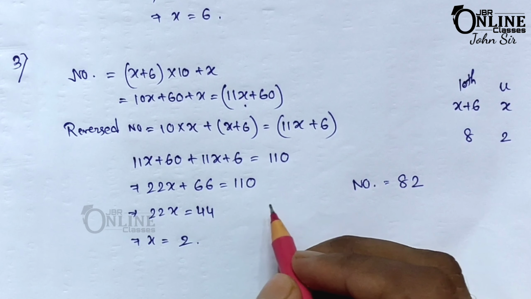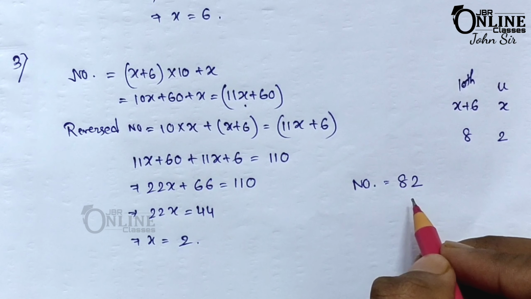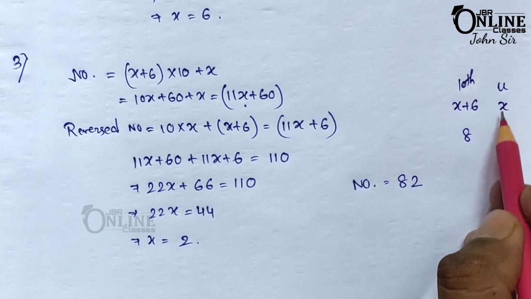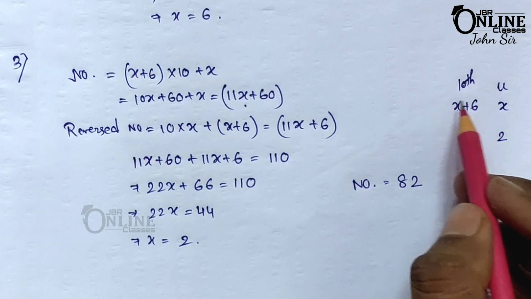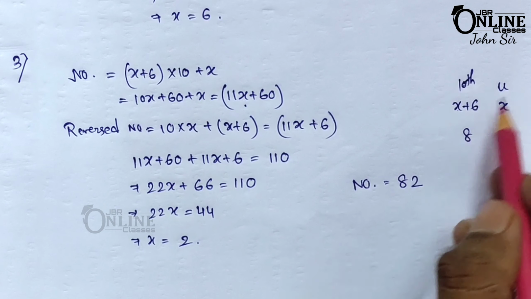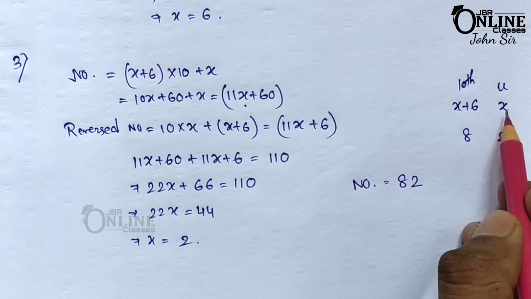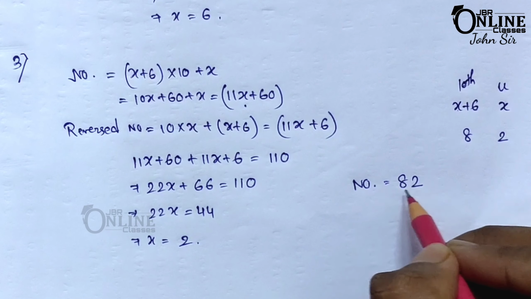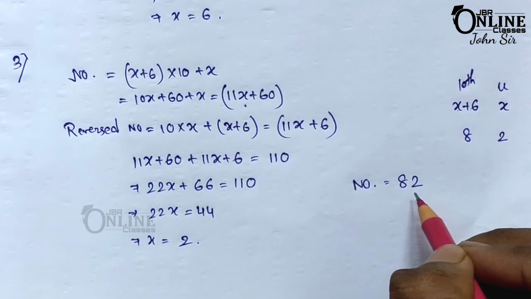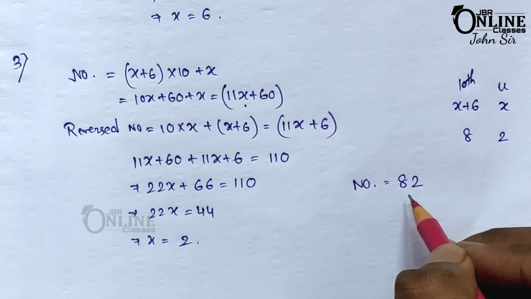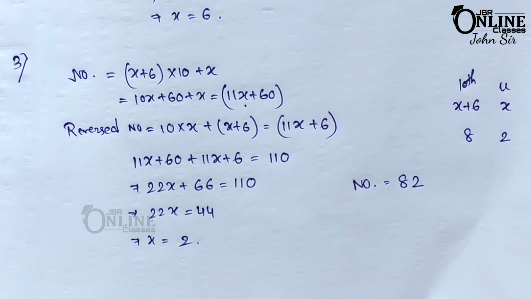Now here I just want to tell you that here the answer may vary, because as I here let the unit place as x and 10th place as x plus 6, but you can also let the 10th place as x and unit place as x plus 6. So might be your answer will be 28. Okay, both are correct. If the answer will be 82 or the 28, both answer will be correct.